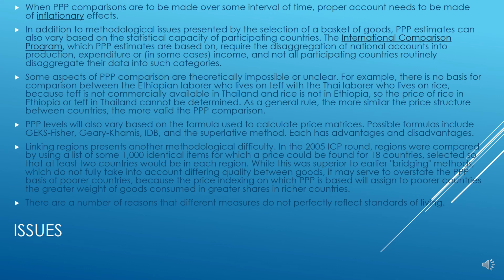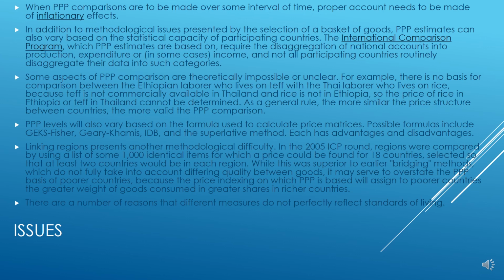As a general rule, the more similar the price structure between countries, the more valid the purchasing power parity theory is. The purchasing power parity levels will also vary based on the formula used to calculate price matrices. Possible formulas include GEKS, Fisher, Geary, Cummings, IDB, and the superlative method. Each has its own advantages and disadvantages.